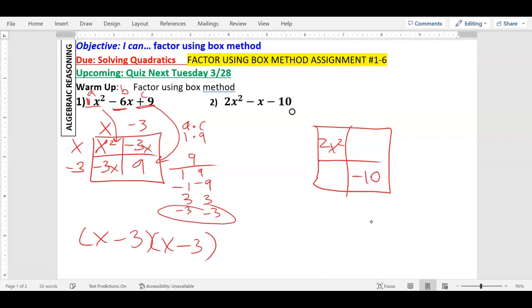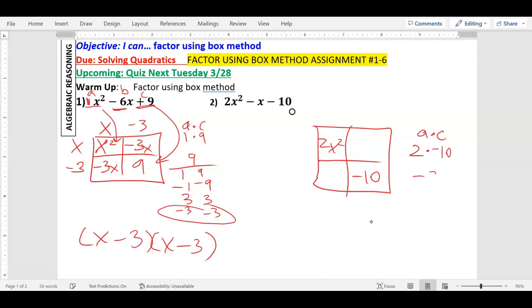All right. Hey, in the back, what's cool? AC is cool. All right, let's write it down. A times C. Now, what is A? What's the first number? And what's C? What's the last number? So what are we going to multiply? 2 times negative 10. Cool. Let's write that down. 2 times negative 10. What is 2 times negative 10?